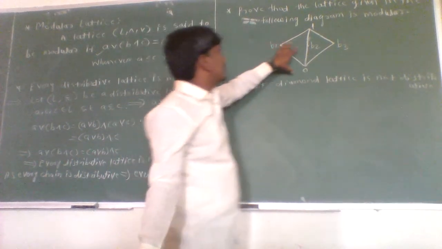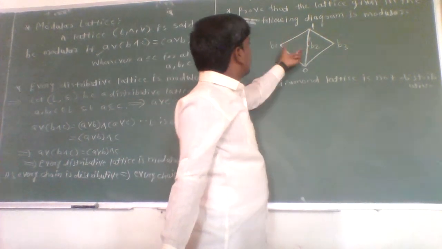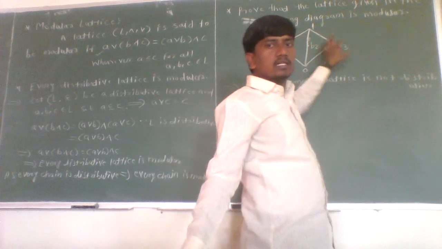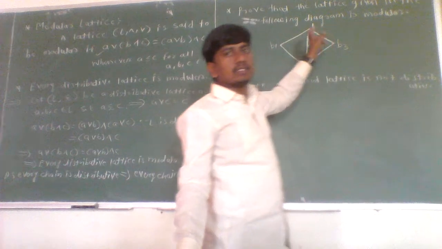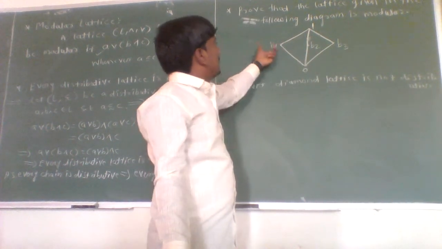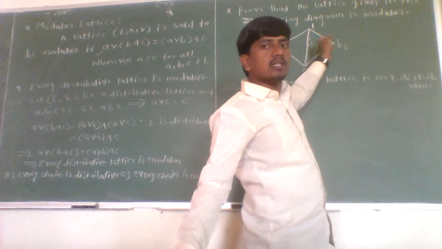Now we have to check whether this one is a modular lattice or not, as the given lattice is symmetric about these three vertices, that is b1, b2, b3. Therefore, we can take b1 as either b1, b2, or b3, any among these three.